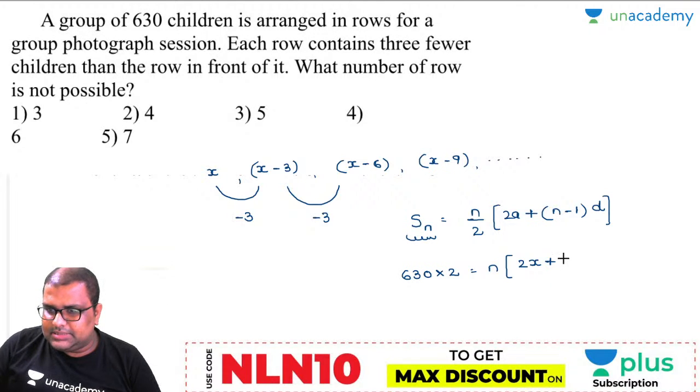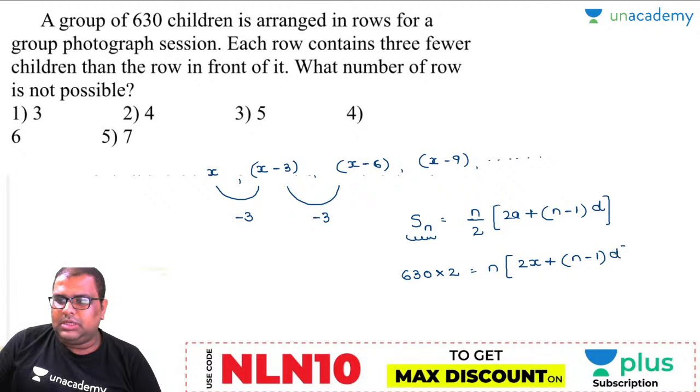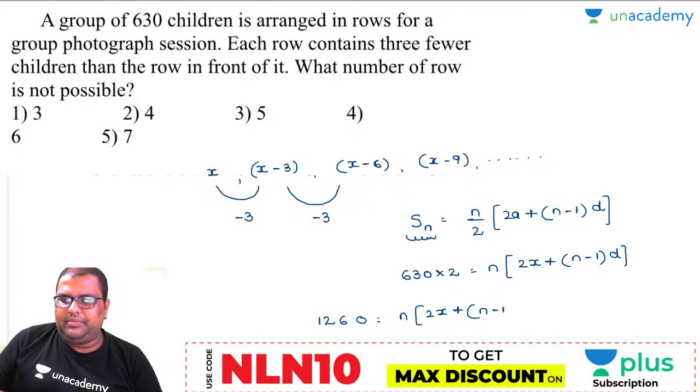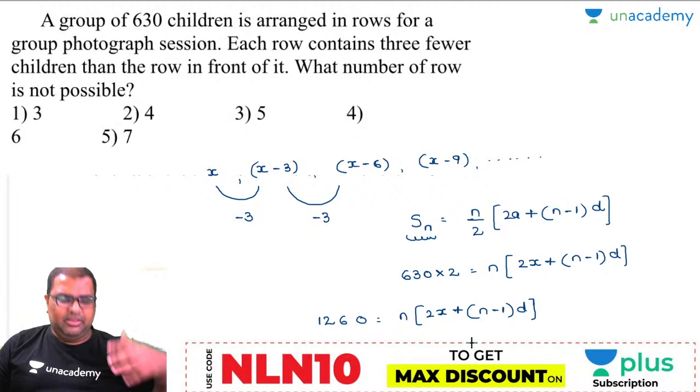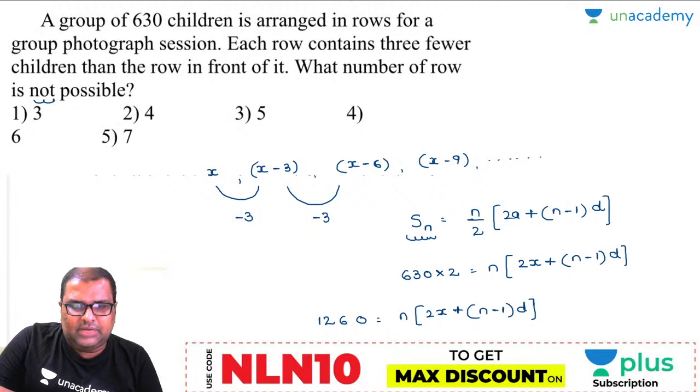Let us not do all those things. I'll write the equation like this. My final equation is, 2 sixes are 12, 1260 is equal to n into 2x plus n minus 1 into d. I will substitute each and every value, and wherever the value matches, that will be our answer. Number of rows not possible is the question asked.